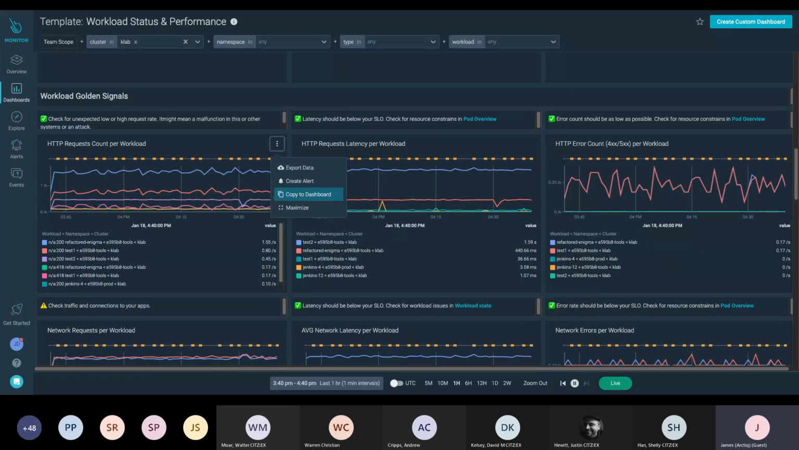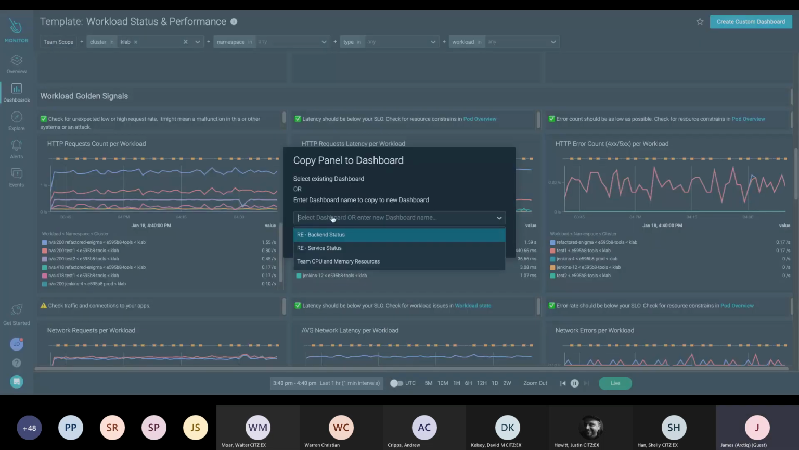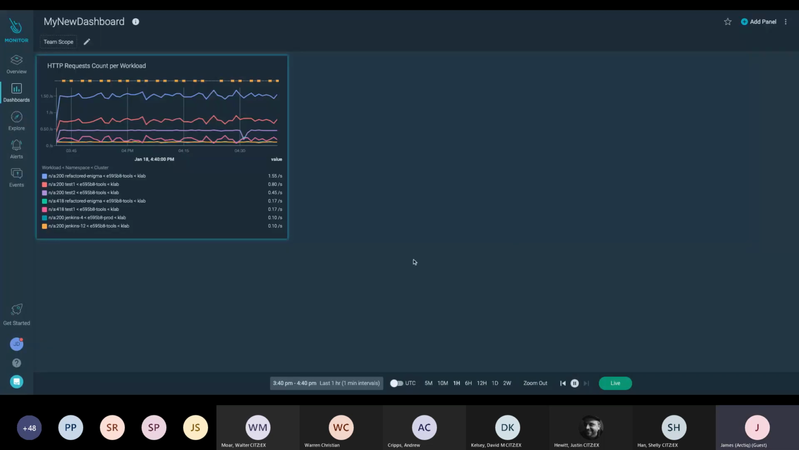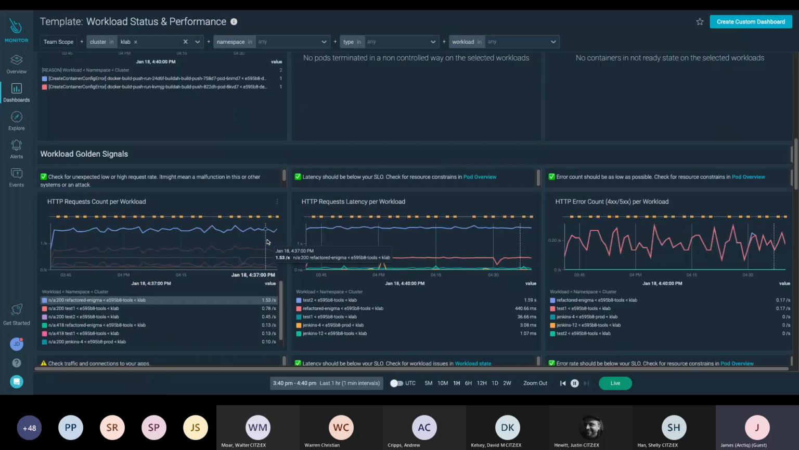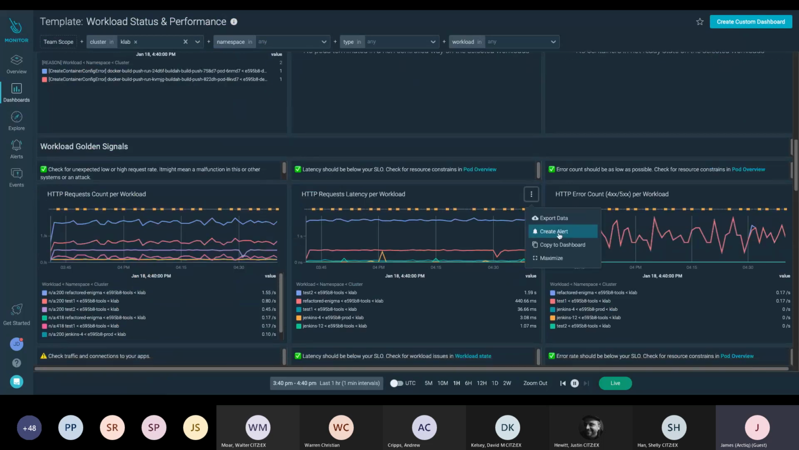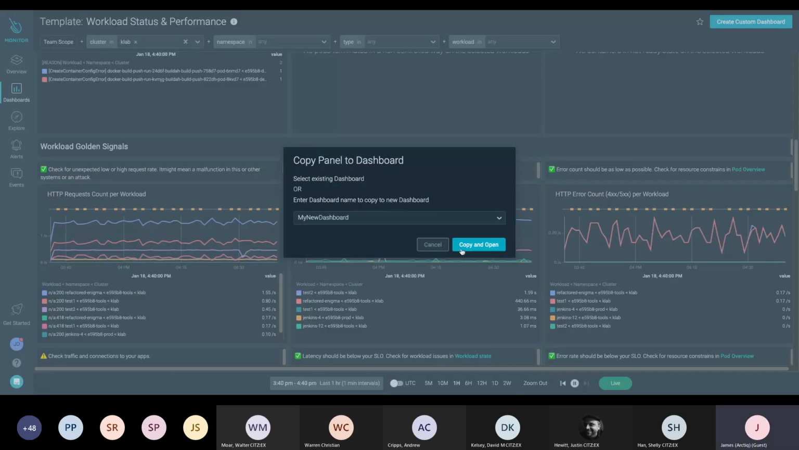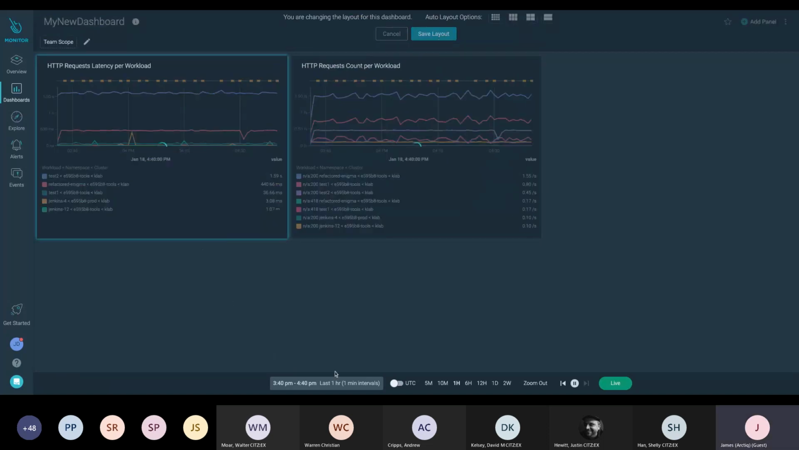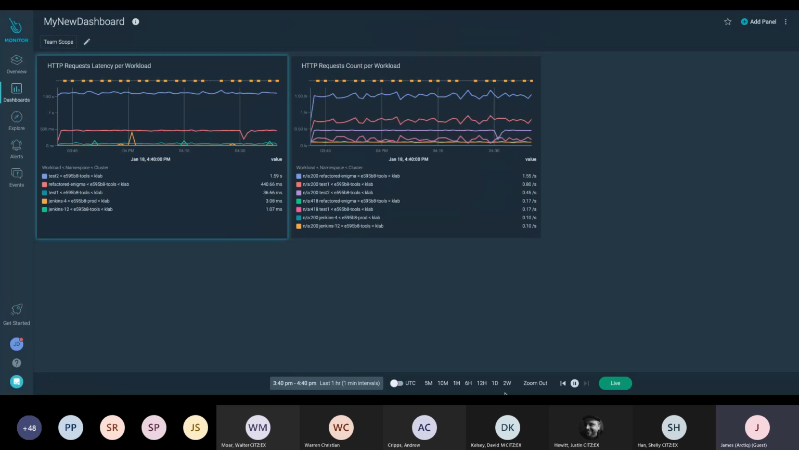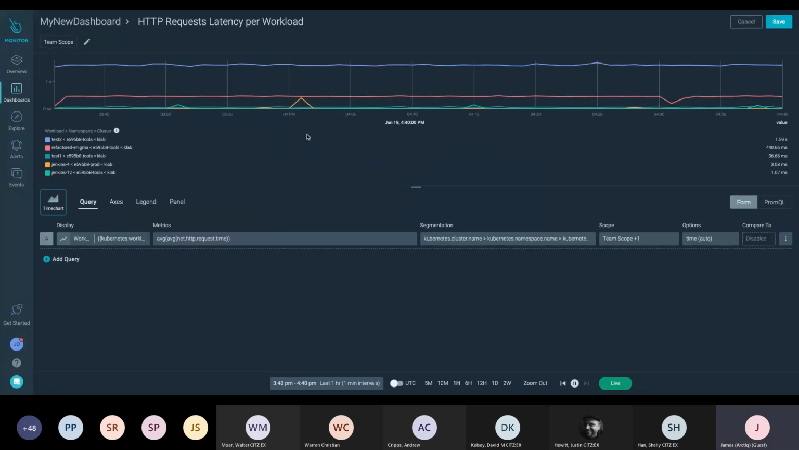So what this does is if I have an existing dashboard, I can copy this panel to it, or in the case of here where I don't have an existing dashboard, I'll just create a new one. And I can go back to that page, and let's say I like that graph, and I also want this request latency one. I can copy that to my dashboard. So now I've copied a couple of panels that I thought were interesting, and I can go inside each panel and make changes to it.